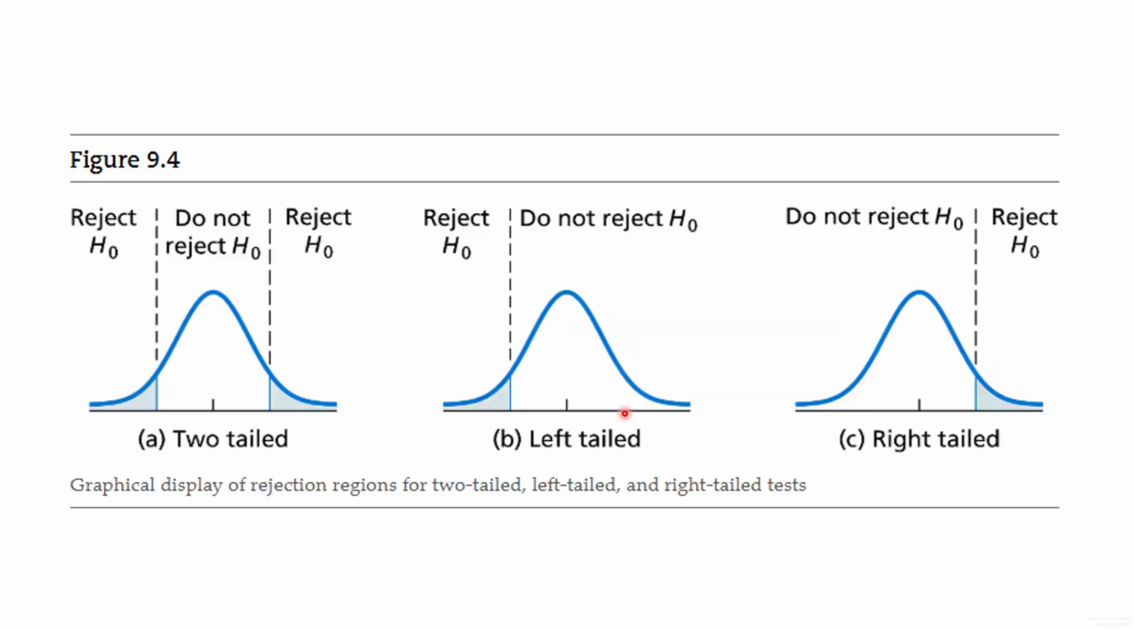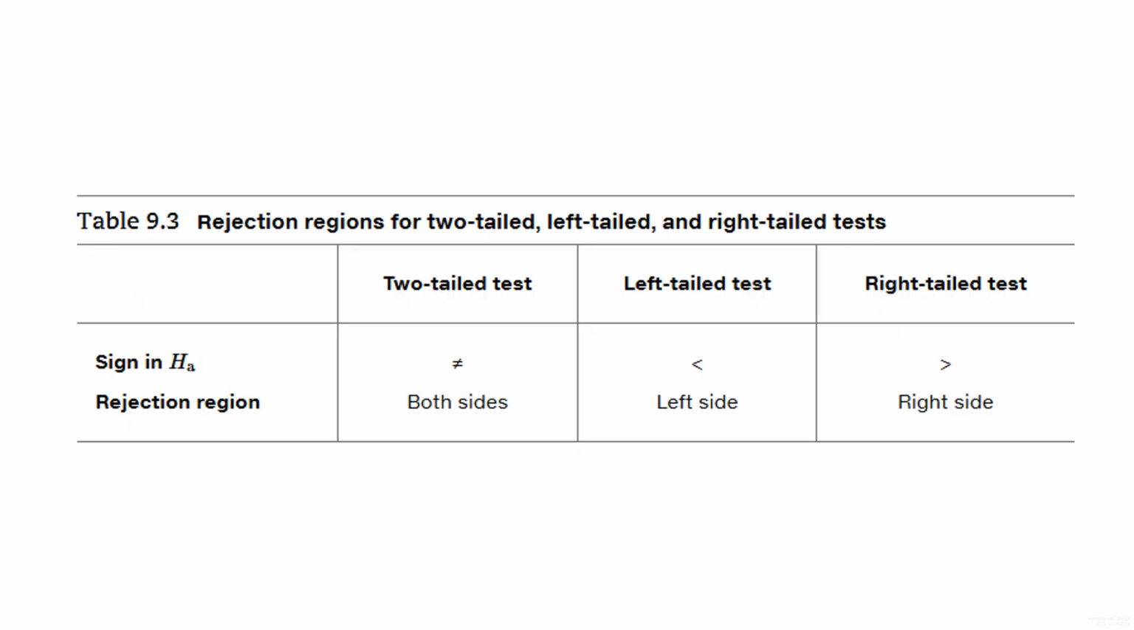Now for the left-tailed test, the null hypothesis is rejected only when the test statistic is too small, and the rejection region consists of only one part on the left. Whereas for the right-tailed test, the null hypothesis is rejected only when the test statistic is too large, and so the rejection region consists of only one part on the right-hand side. This table is just showing the rejection regions for the two-tailed, left-tailed, and right-tailed tests. With the two-tail, it is both sides, and then we've got our signs pointing either to the left or to the right.